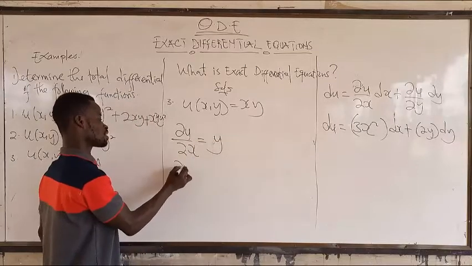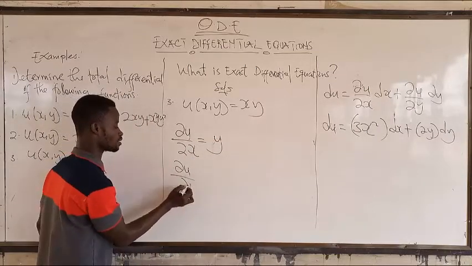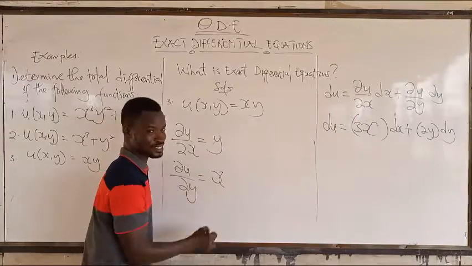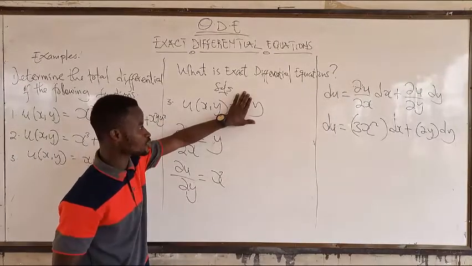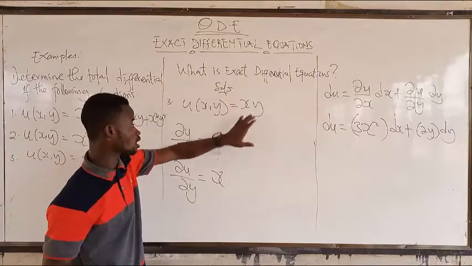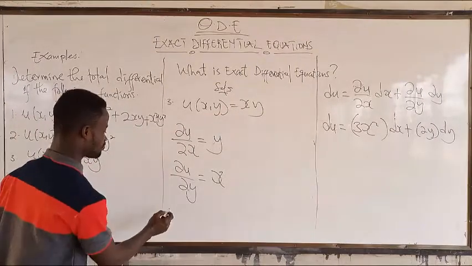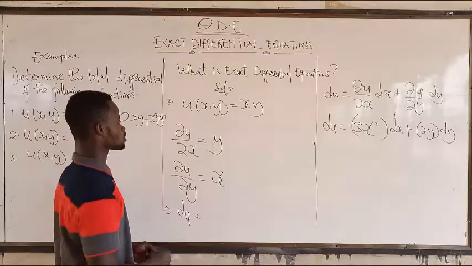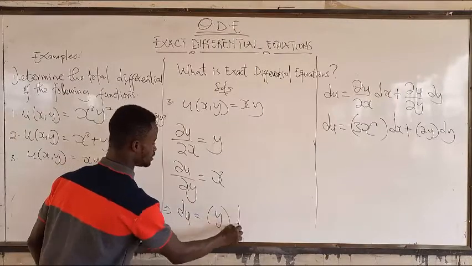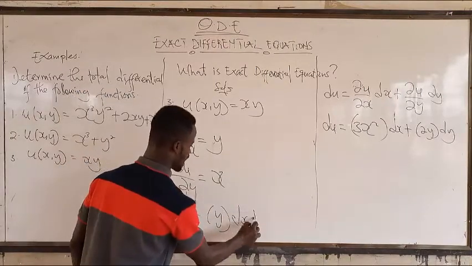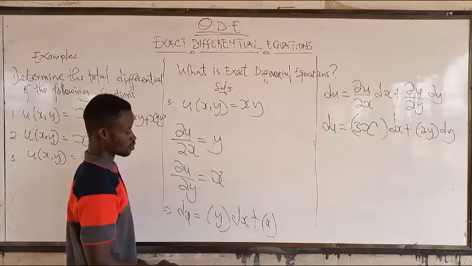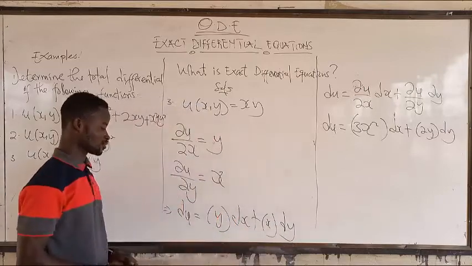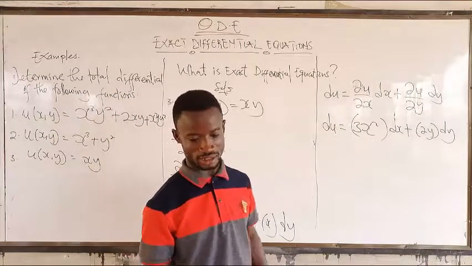Let's move on. Partial derivative of u with respect to y. In this case also, definitely you have to know that the answer will be x, because you are going to hold x as a constant, and when you differentiate y, you get 1. So that's that. Very good. So finally, du is going to be equal to partial derivative of u with respect to x, which is y dx, plus x dy. Alright, so that's going to be the final answer for that.